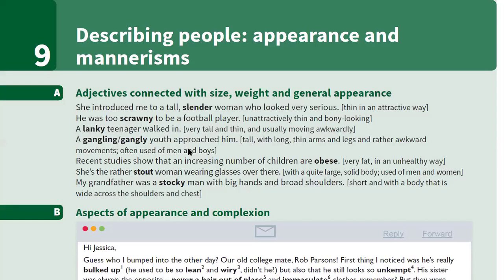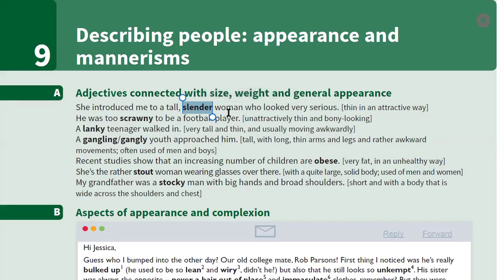Let's focus on each sentence and the word in it. Okay. So, adjectives connected with size, weight, and general appearance. So, first of all, we are looking at these kinds of words. The first sentence is: She introduced me to a tall, slender woman who looked very serious. Now, this word in bold, this might be a new word for you.